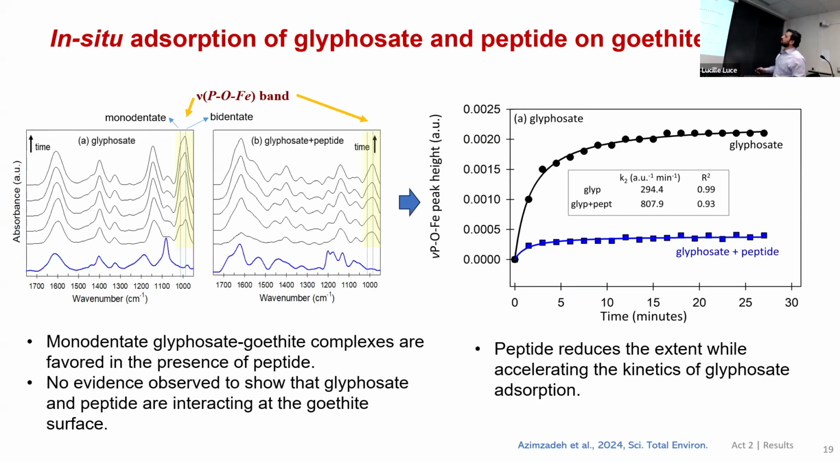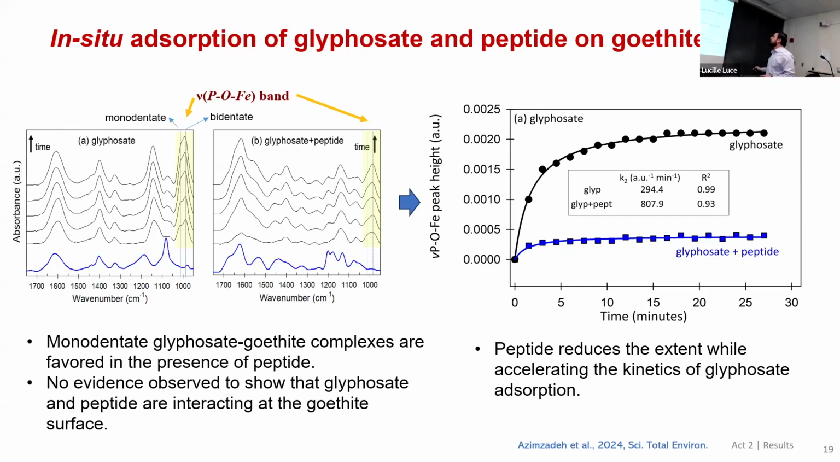The data shows here, I looked at this bonding here, which is a P-O-Fe bonding for chemisorption of glyphosate. Glyphosate itself is the signature, this is the curve for glyphosate itself. Plus peptide, you can see it dramatically dropped. We have less adsorption for peptide. They are competing for surface, and peptide is winning this game. Peptide can sit, occupy the surface, and didn't allow glyphosate to be adsorbed.